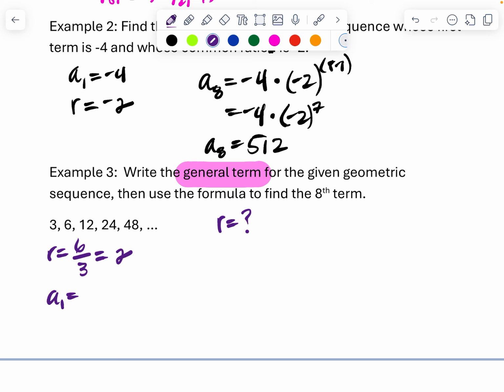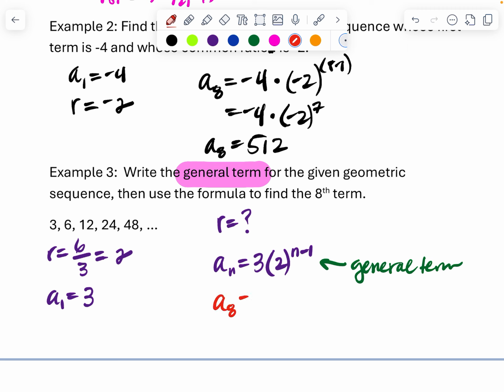Our first term is 3. So to write A sub n, it's going to be the first term, which is 3, times 2 to the n minus 1. That's our formula for our general term. So that is the general term. All right, now we want to find the 8th term. So we're going to find A sub 8. It's going to be 3 times 2 to the 7th, which is 384.